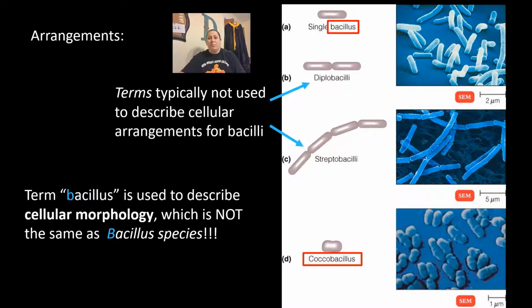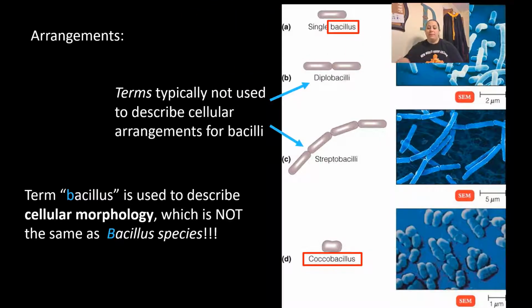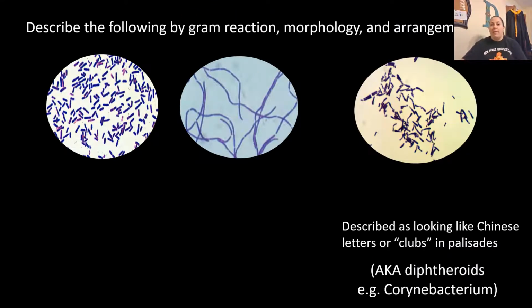Now guys, one thing that's important here is the term bacillus is used to describe cellular morphology, but it is also going to be used to describe some species, and these are called the Bacillus species. If you'll notice though, there is a difference. When we're talking about a particular species, what do we have to do with that name? We have to capitalize it. Okay, so that genus Bacillus is capitalized, so this tells you we're talking about something specific, not just the general cellular morphology. All right, so describe the following by Gram reaction, morphology, and arrangement.